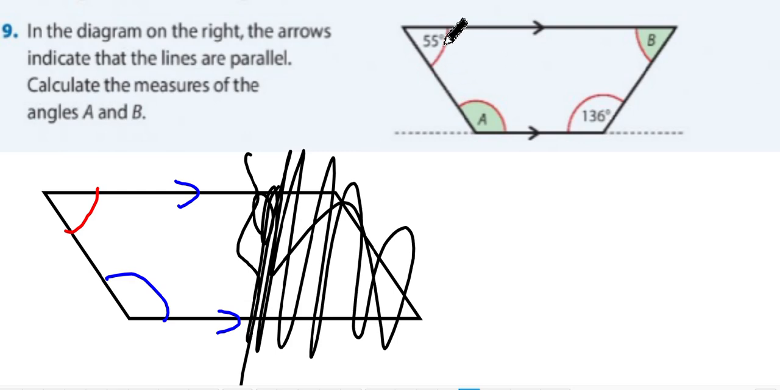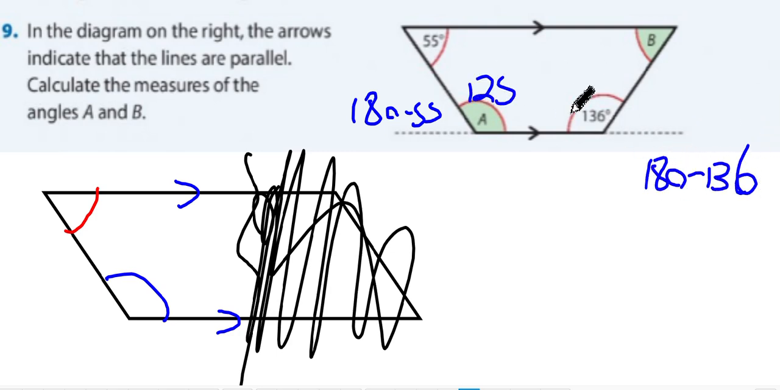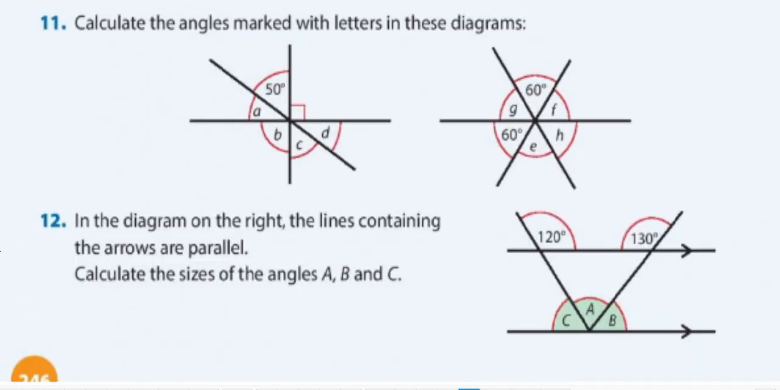So here's the same. What's 180 take away 55? That's 125. What's 180 take away 136? 180 take away 136? What? 44? Yeah, that's your two angles there. That's called sum of two interior angles, basically half a parallelogram. Okay? Now, alright, finally come to the end here, okay? It's going to be tough.